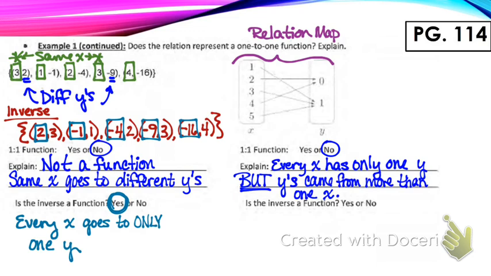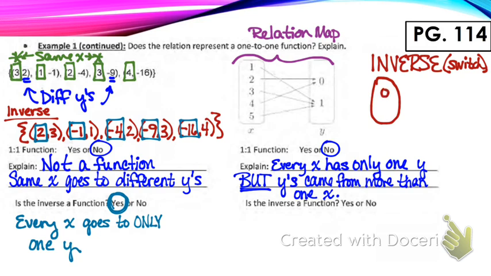I'm going to take this relation map and flip it around to make the inverse. What word did I tell you to think of when I say inverse? Reverse. Switch or reverse. Yes, that'd be fine. We are going to switch our x's and our y's. So now I have this first bubble, and what's inside it? 0 and 1. It's not a function. Tell me why not. Because the x's go to multiple y's. That's correct.